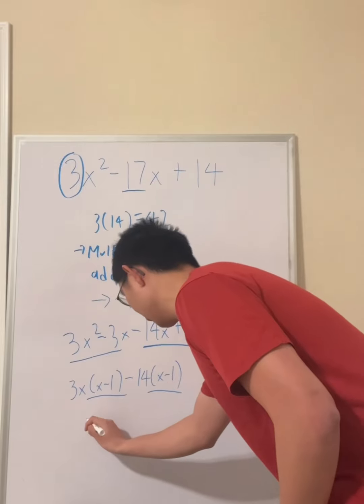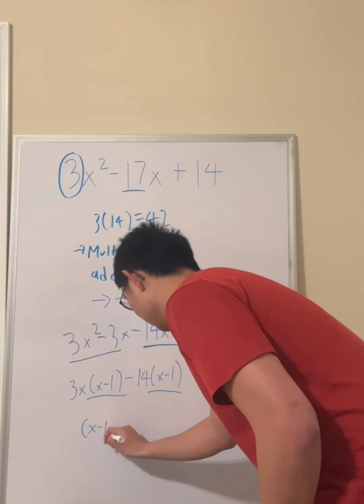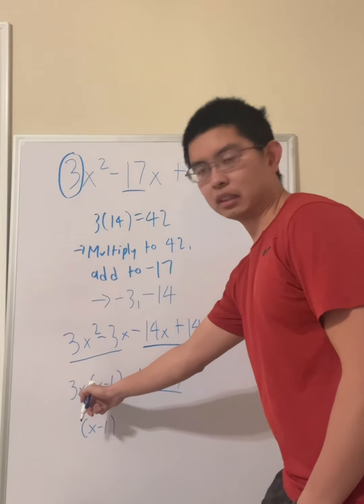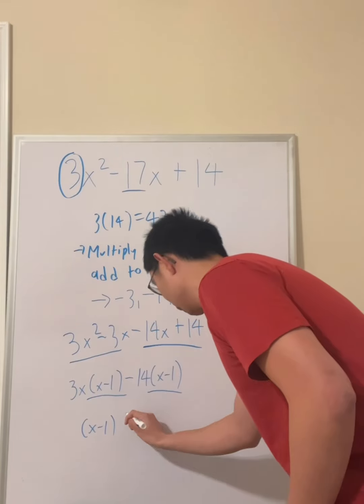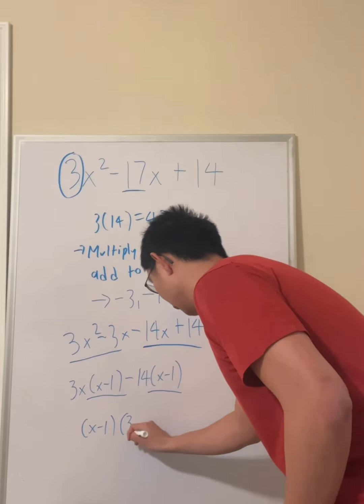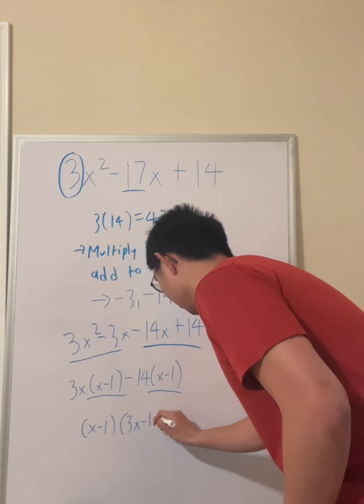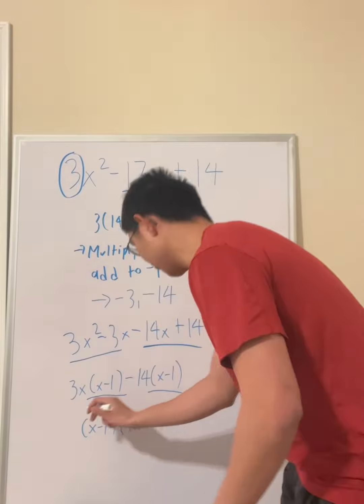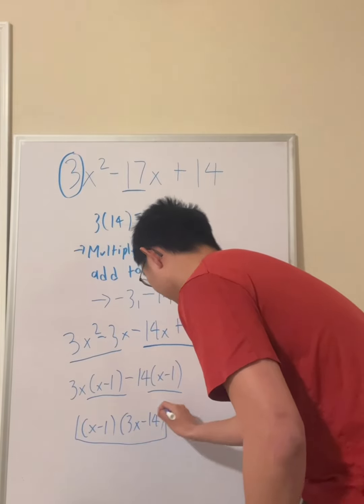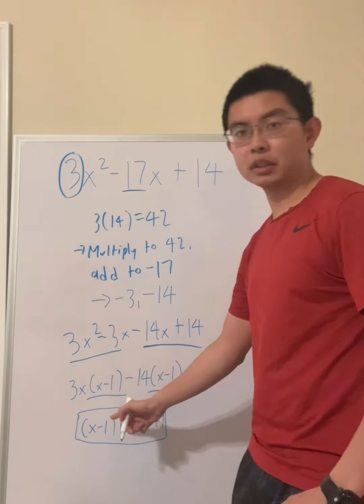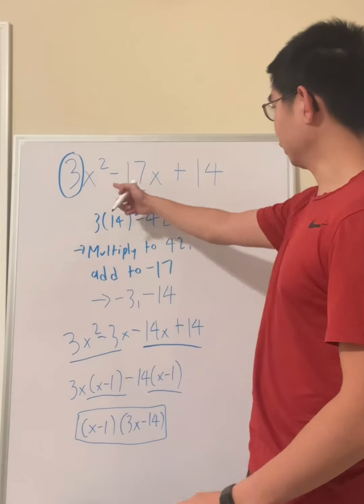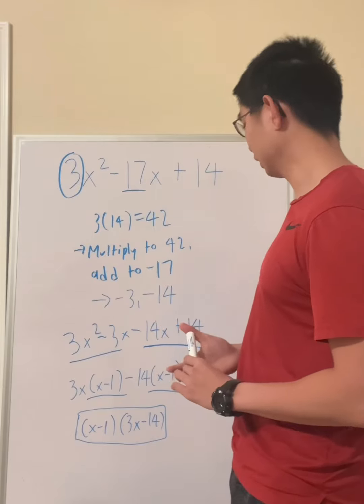So we can factor that out, x minus 1, and what we're left with is these two terms, the 3x and the minus 14, times 3x minus 14. This is actually going to be our answer. And to convince yourself, FOIL this out, and you'll see that you get 3x squared minus 17x plus 14.